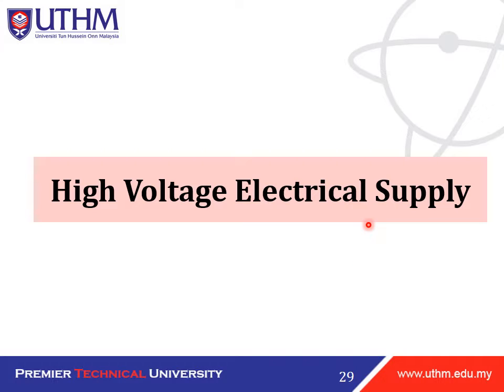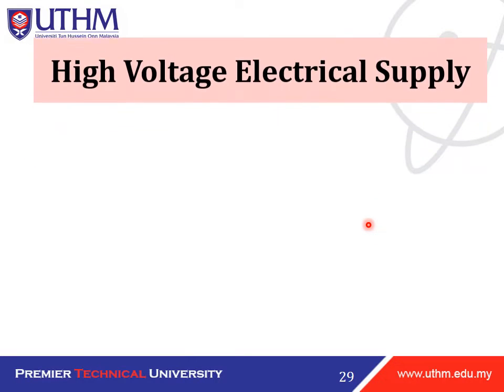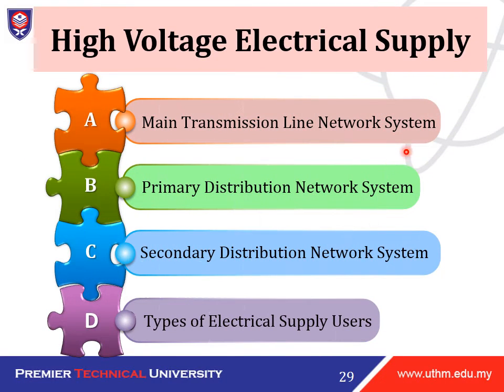Okay, we'll continue our class today on the fourth subtopic, high voltage electrical supply. In high voltage electrical supply, there are four main subtopics. The first one is main transmission line network system, followed by the primary distribution network system, and then followed by secondary distribution network system, and finally we will discuss types of electrical supply users.